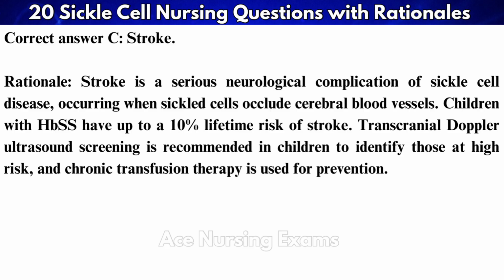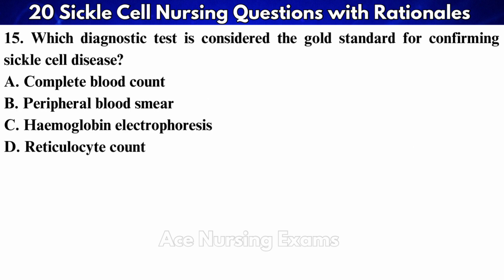Transcranial Doppler ultrasound screening is recommended in children to identify those at high risk, and chronic transfusion therapy is used for prevention. Question 15. Which diagnostic test is considered the gold standard for confirming sickle cell disease?